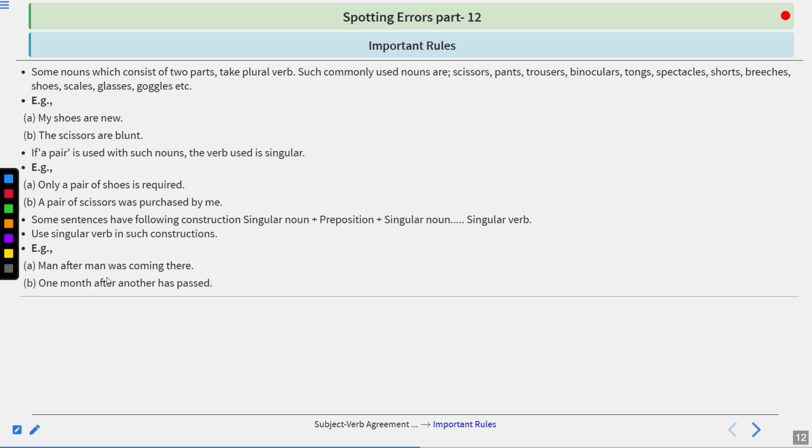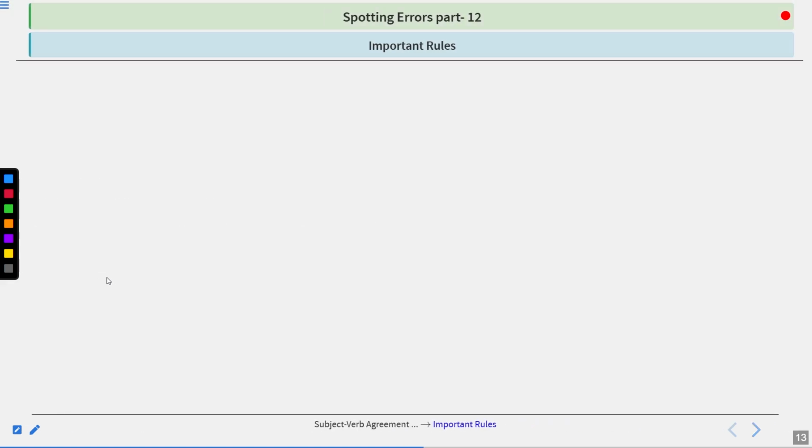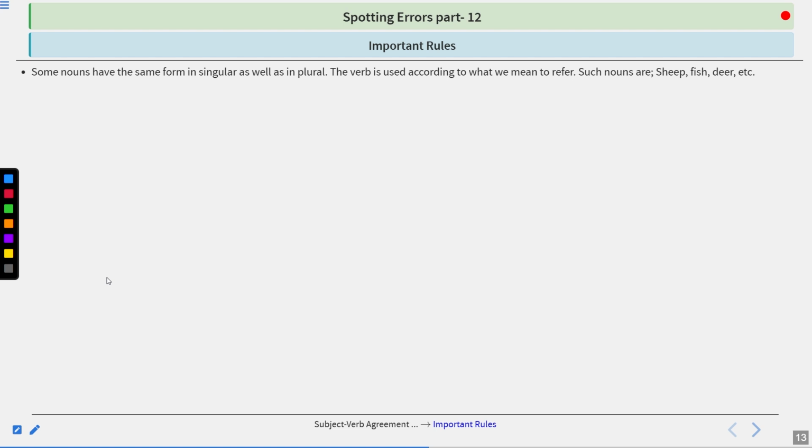One month after another has passed. Again, we have used a singular verb here. Important rules. Some nouns have the same form in singular as well as in plural. The verb is used according to what we mean to refer to. Such nouns are sheep, fish, deer, etc. Example, a sheep is a beautiful animal. Many sheep are grazing there. So as we can see, sheep here is used as singular and sheep here is used as plural. I hope you have understood.